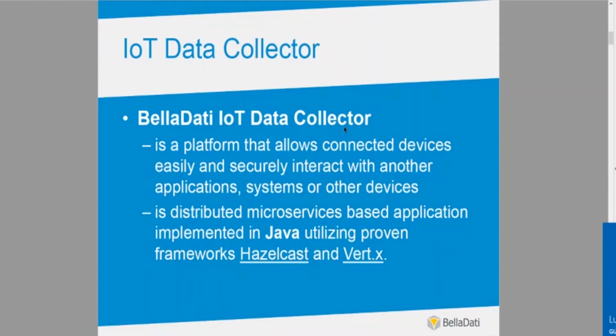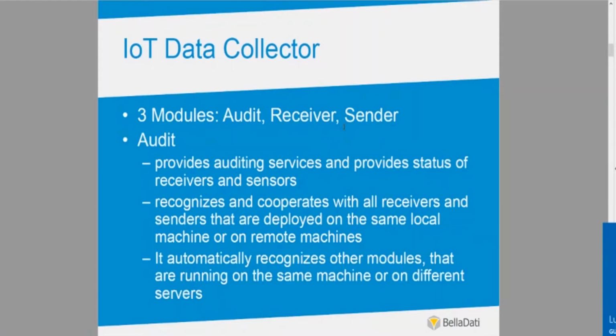From the architecture perspective, IoT data collector consists of three modules. We are recognizing audit, receiver, and sender. Now I will very briefly go through all of these modules so you will understand what they do. Audit is providing the auditing services, and providing the state of receivers and senders.